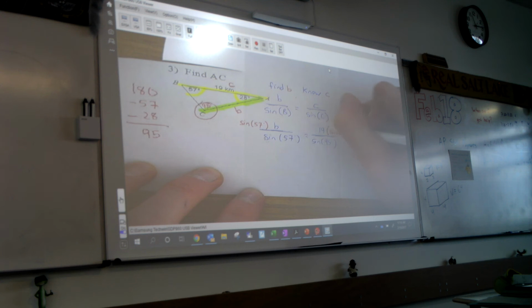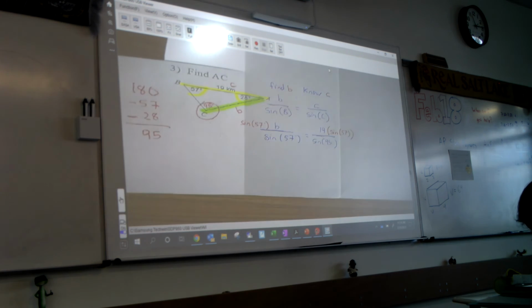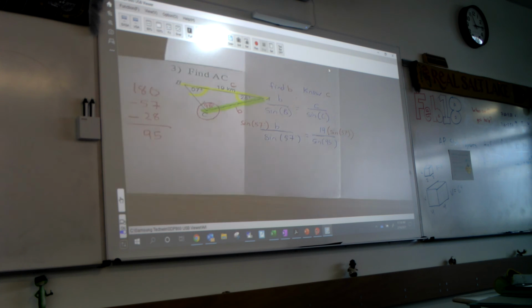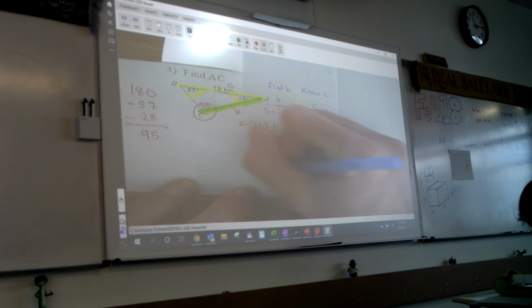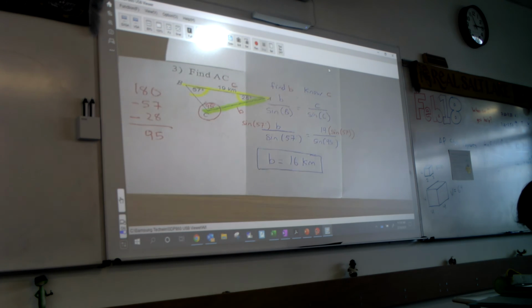I can then go and put that into my calculator. 19 times the sine of 57 over the sine of 95. Someone shout out what they got when they did this. 16. 16 what? 16 kilometers. Yeah. Get her answer. Nice and easy, right?